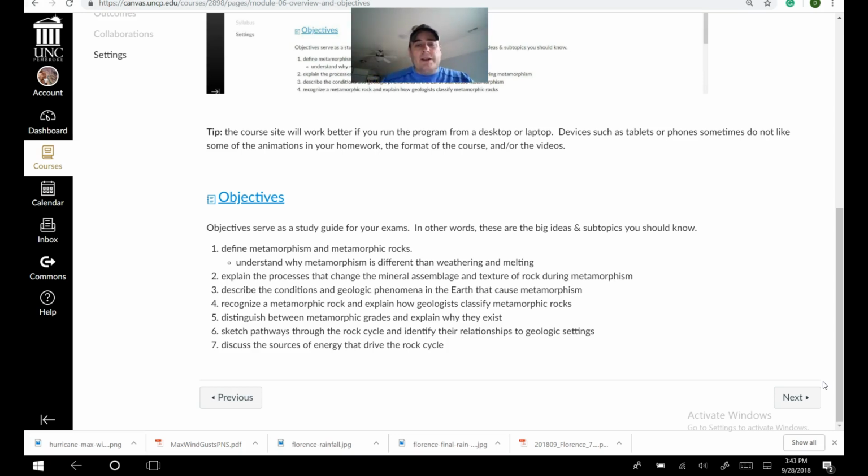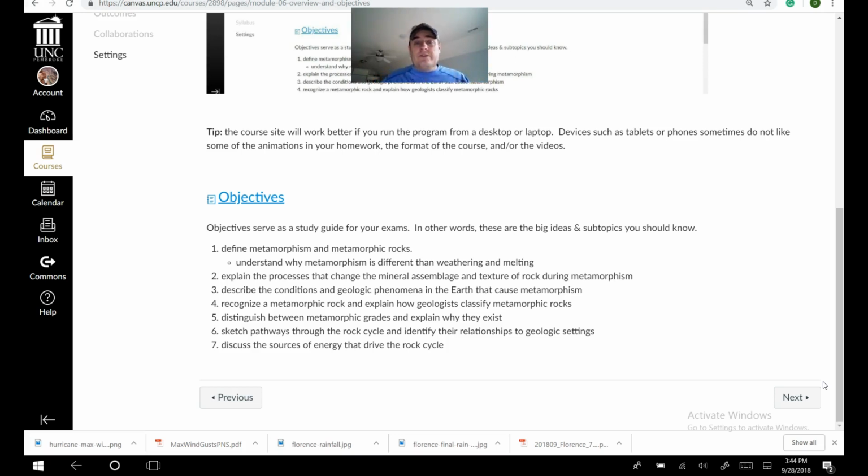Recognize a metamorphic rock and explain how geologists classify metamorphic rocks. We'll look at the different types of those. Distinguish between different grades. That grade basically means how much metamorphism has actually occurred. Is it just a tiny bit of metamorphism, or is it an extreme metamorphism? So we'll talk about how that works and how we know it, why it exists.